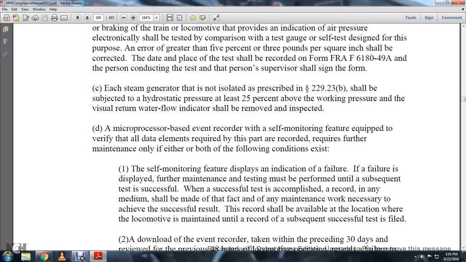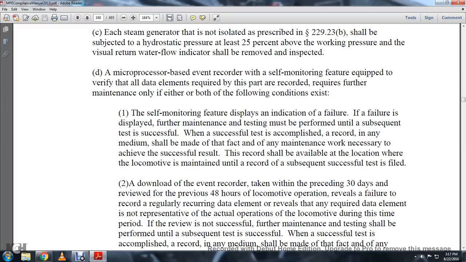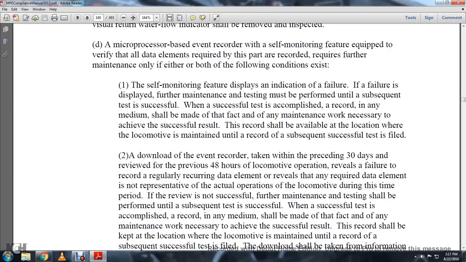C. Each steam generator that is not isolated as prescribed in section 229.35 shall be subject to hydrostatic pressure at least 25% above the working pressure, and the visual return water flow indicator shall be removed and inspected. D. A microprocessor-based event recorder equipped with a self-monitoring feature to verify the data elements required by the part are recorded requires further maintenance only if either or both of the following conditions exist.